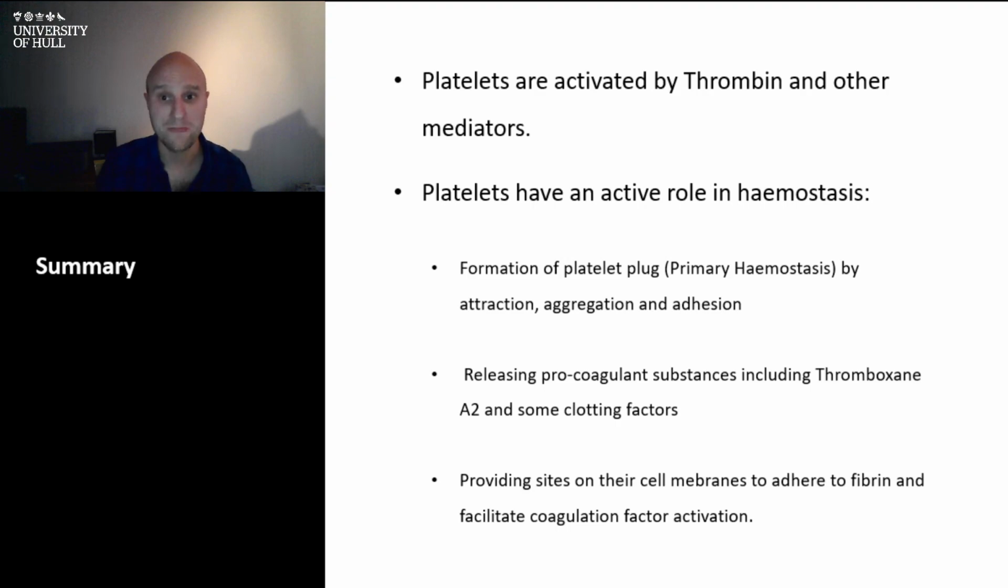So in summary, we said that platelets are activated principally by thrombin, but other mediators as well. And they have many roles within haemostasis. One is the primary haemostasis, so that formation of a platelet plug. They release thromboxane and clotting factors and other things that will attract platelets to the area of injury. And they provide a space on the membrane for other enzyme reactions to occur, so other parts of the clotting cascade to work. Thank you very, very much for listening.